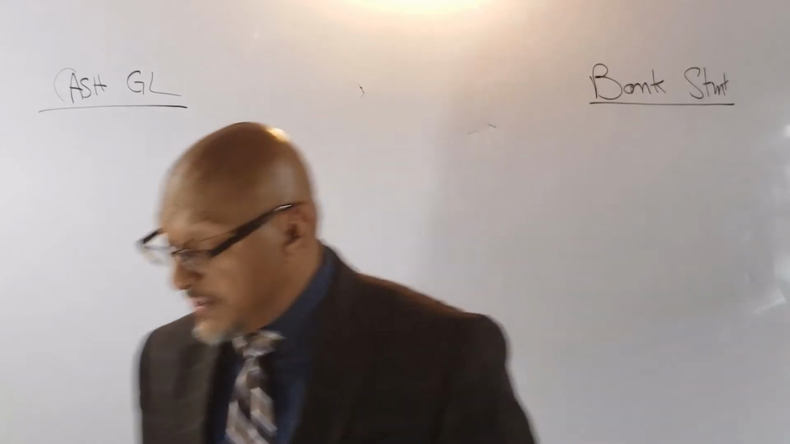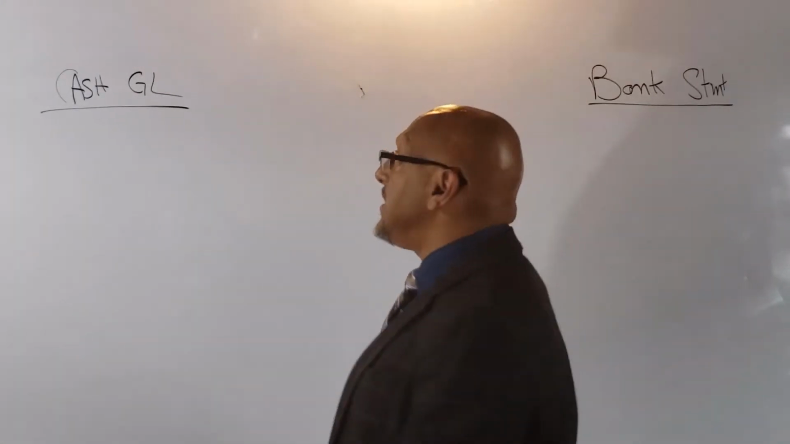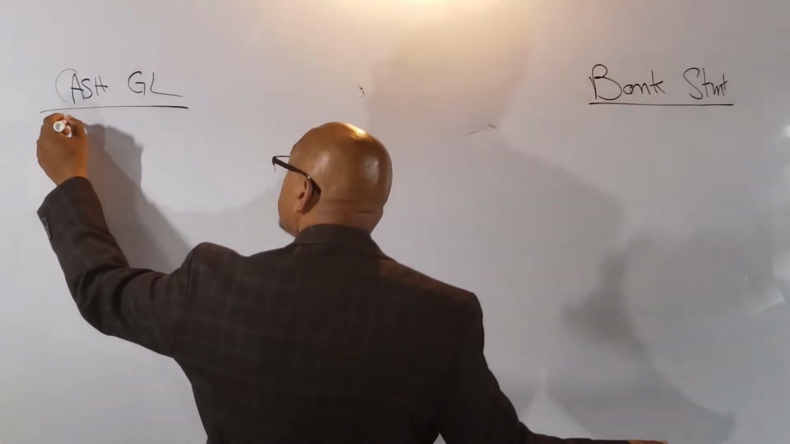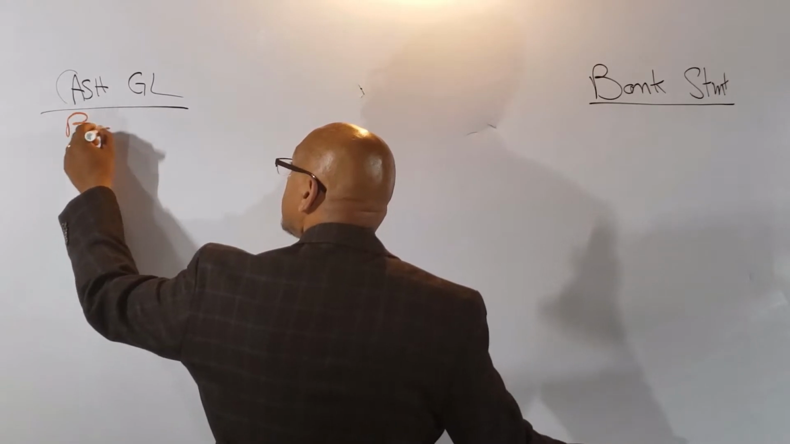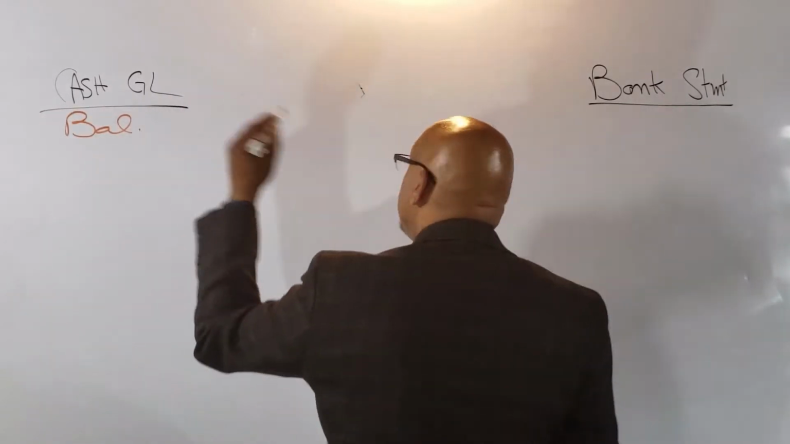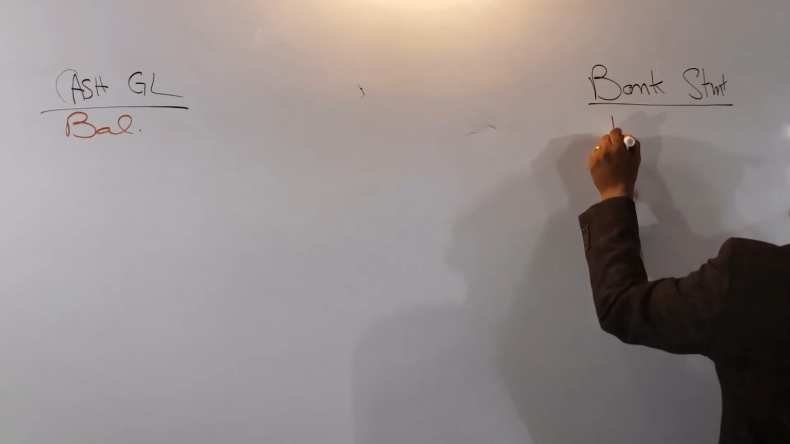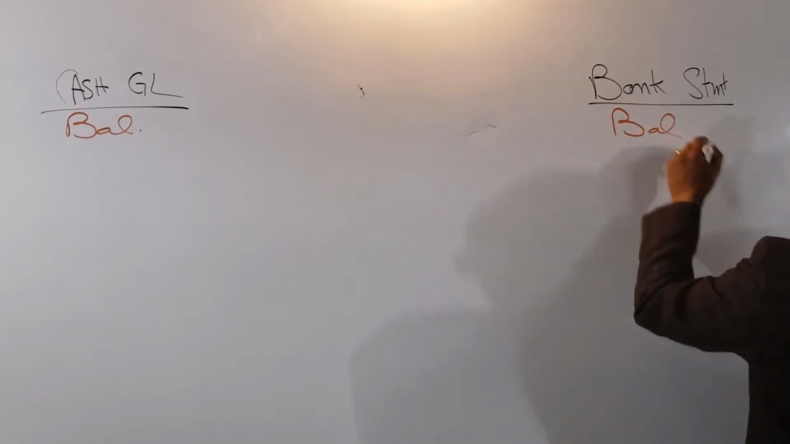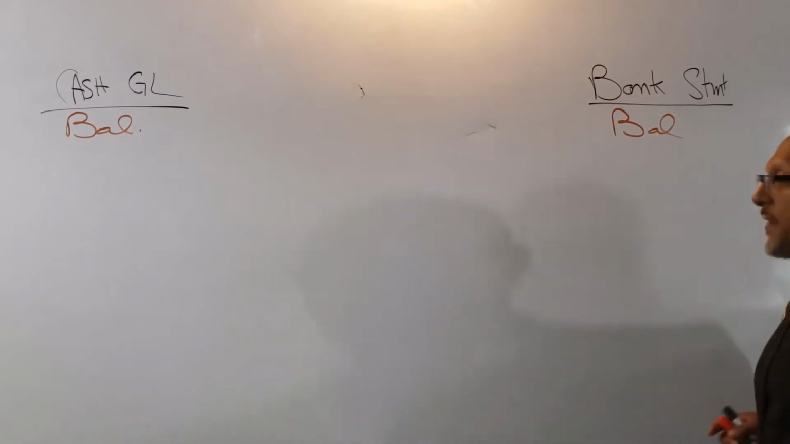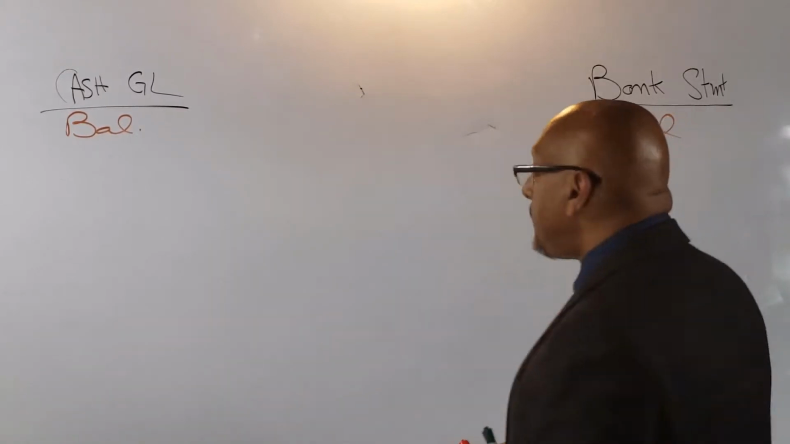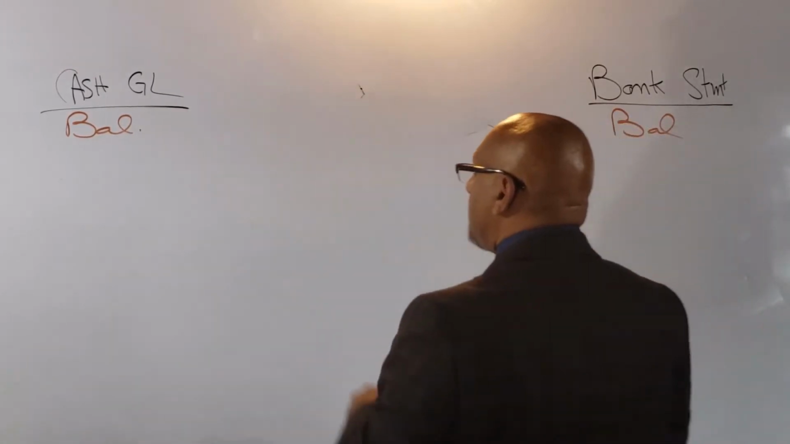And the very first thing you start off with on both sides is the ending balance. So what was the balance of the GL, and what is the statement balance at the end of the month? That's the very first thing you want to say. What is the ending balance? You start off with that. Then we compare item to item.